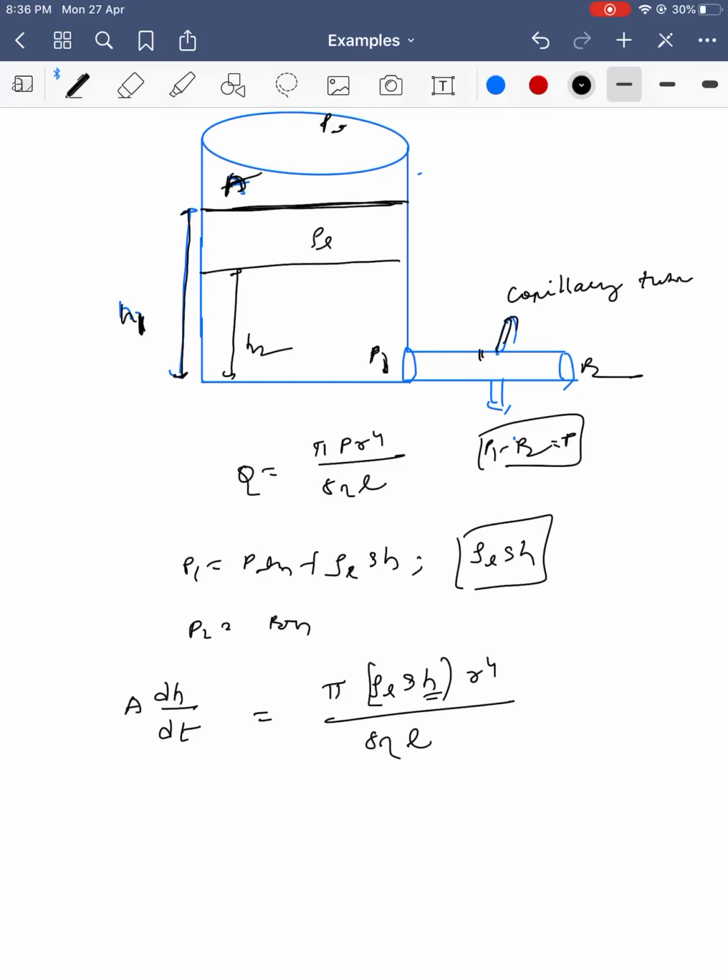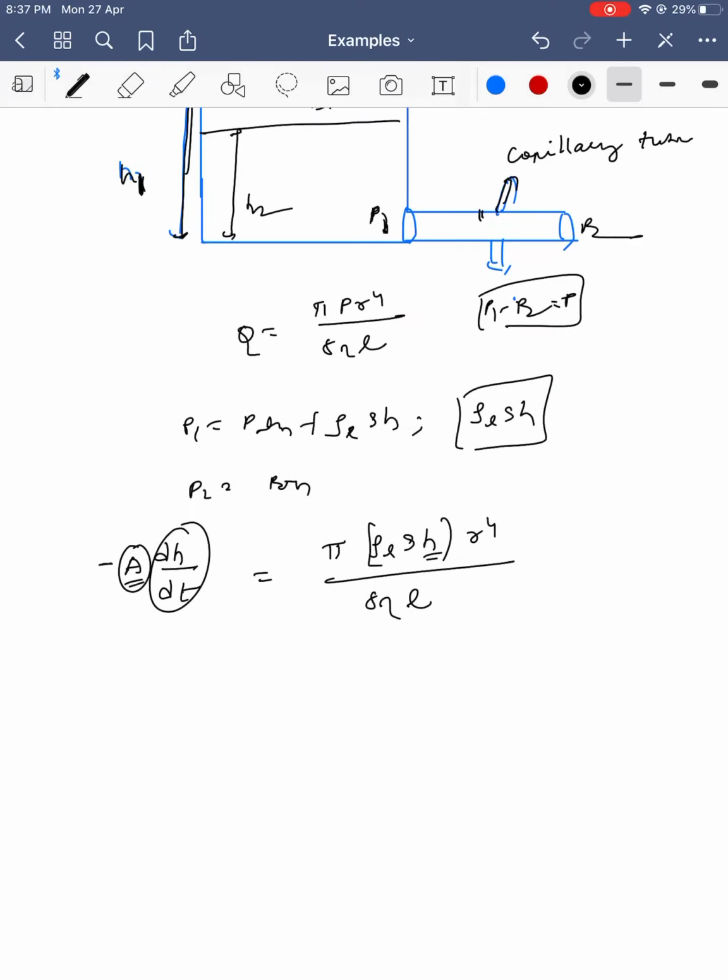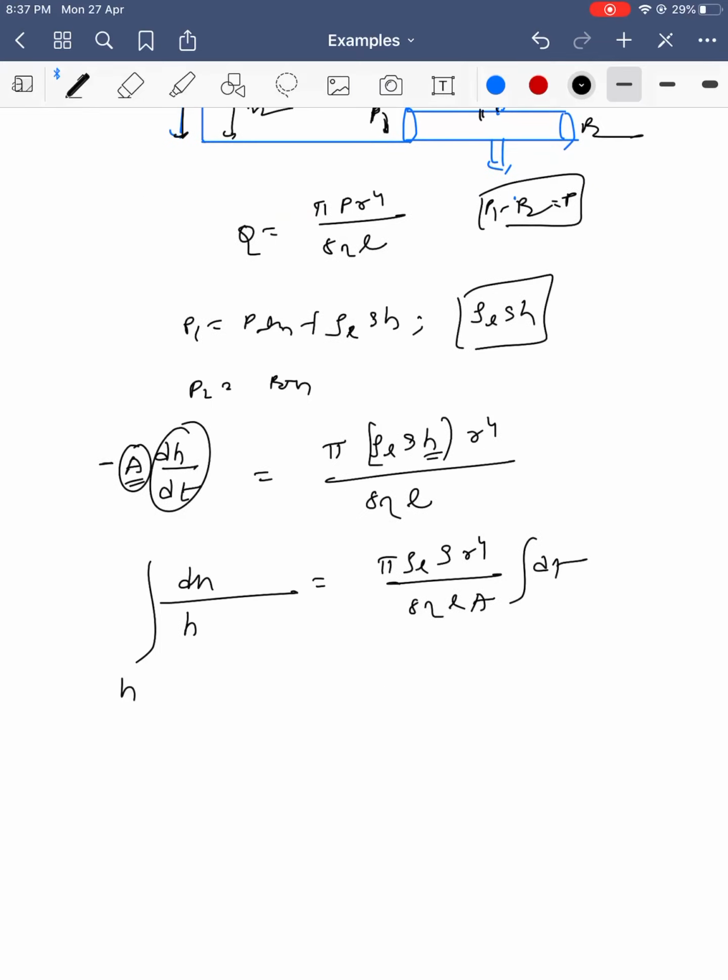So dH over dt is equal to, the height is decreasing, so initially height H1. Area, what is A? Area of the container. dH/dt is the rate of change of height. So I am writing dH by H, pi rho L g r⁴ by 8 nu L dt, and the area we can take down, with integration from H1 to H2. So a minus sign will be there.